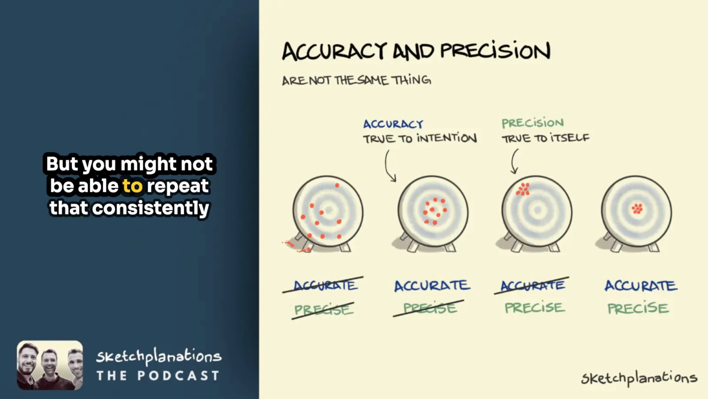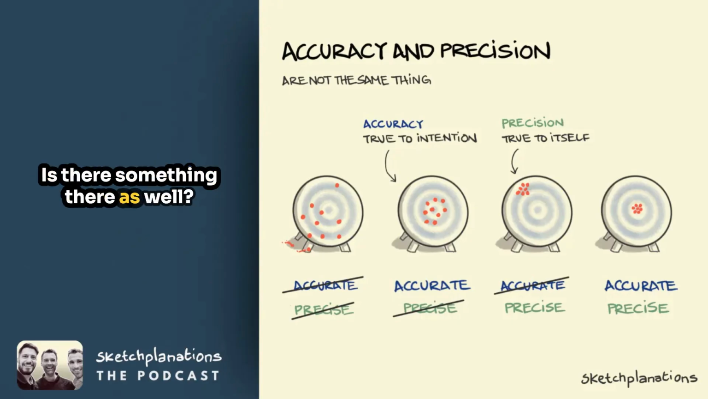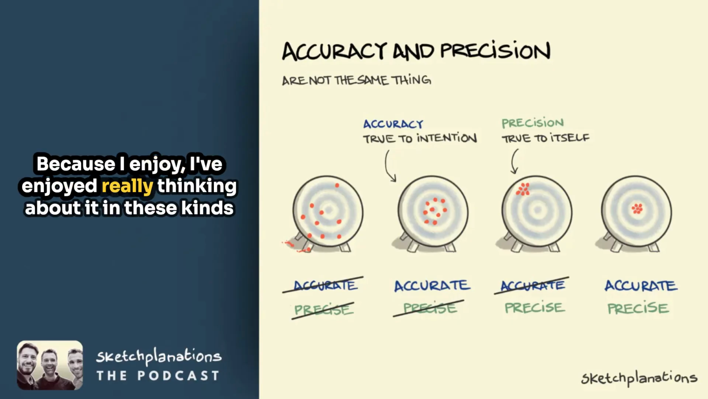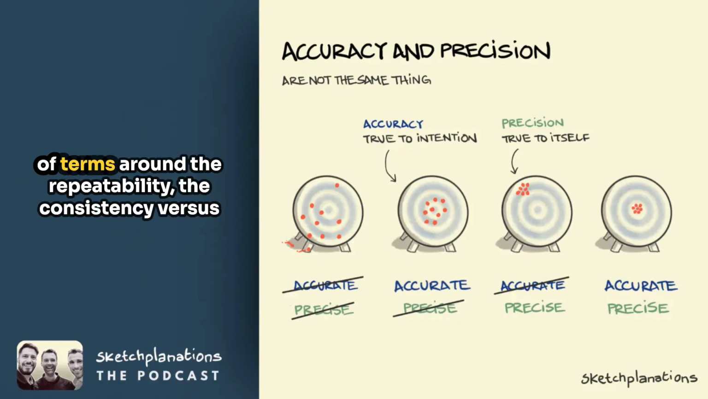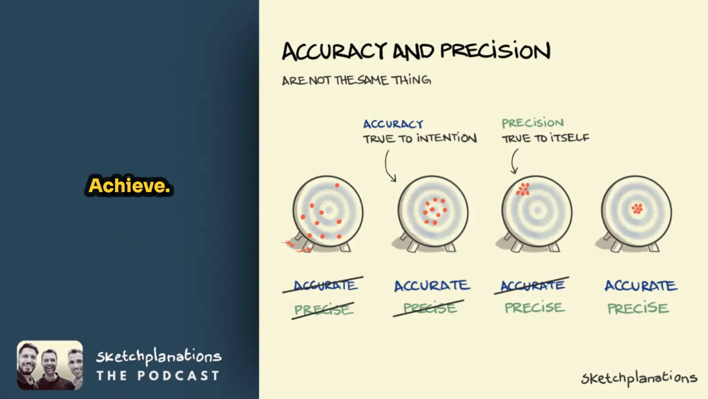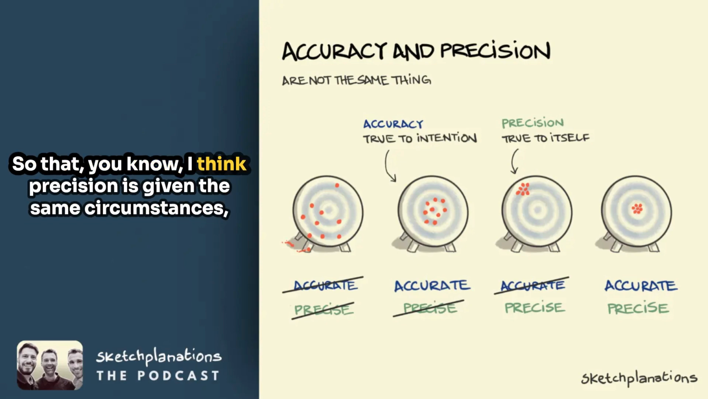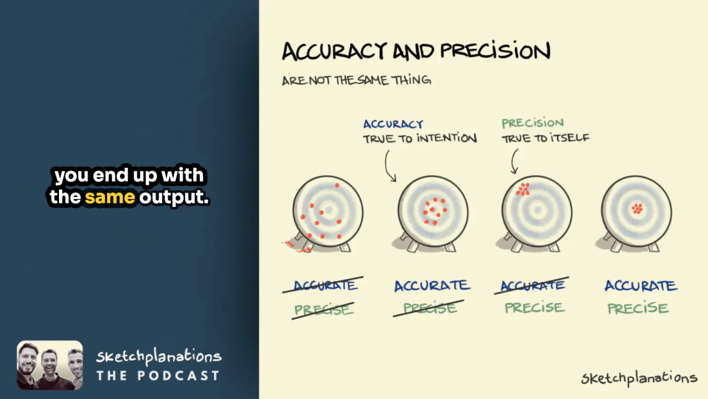True. But you might not be able to repeat that consistently every single time, but it's moving more towards the accuracy. Is there something there as well? Because I've enjoyed really thinking about it in these kinds of terms around the repeatability, the consistency, versus how close you are to the intent of what you're trying to achieve. Yeah, there are always subtle variations, aren't there? So I think precision is, given the same circumstances, you end up with the same output. Yeah.